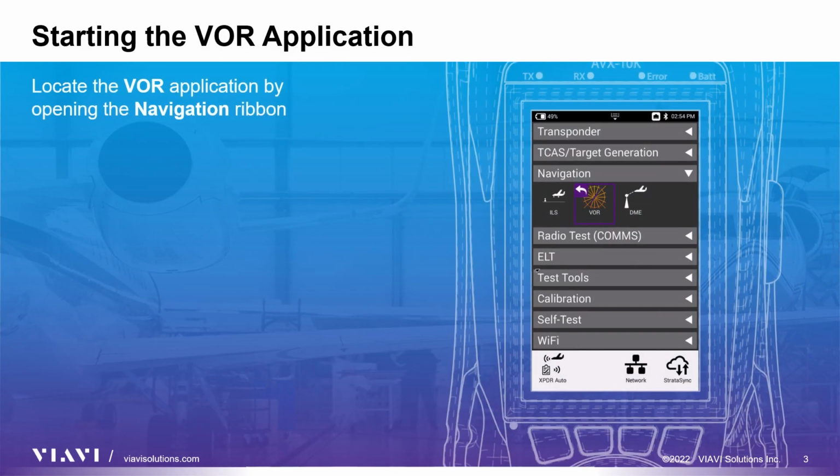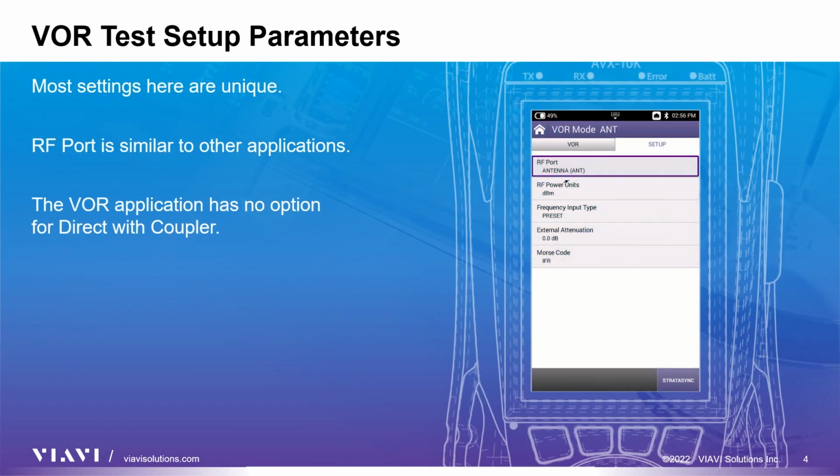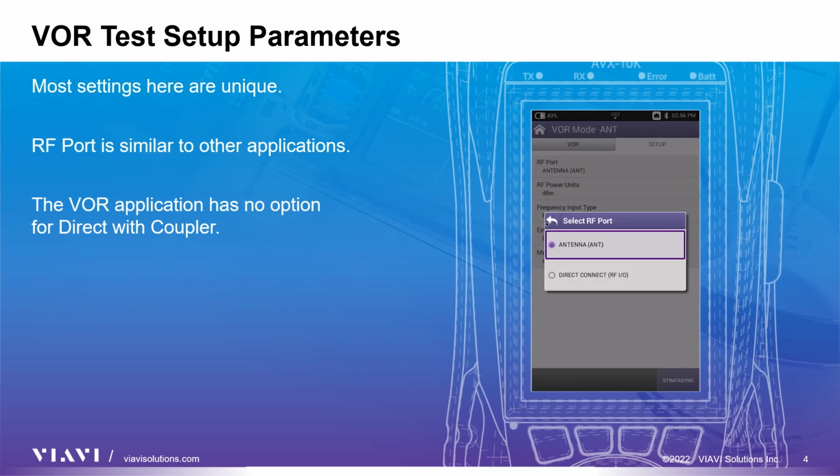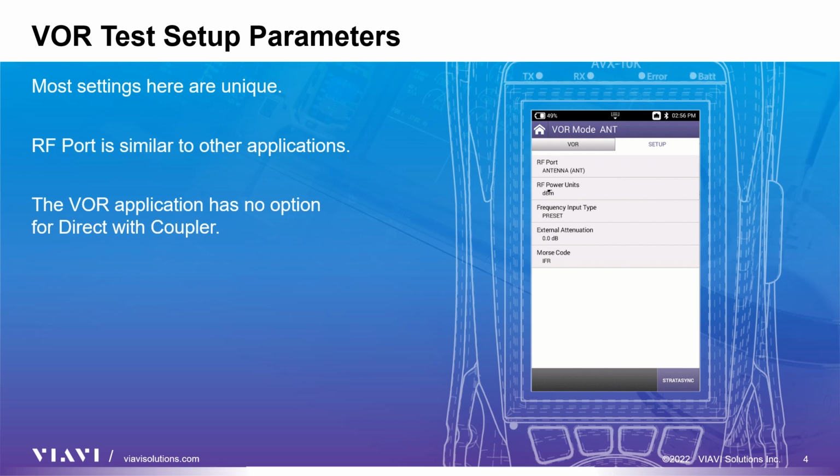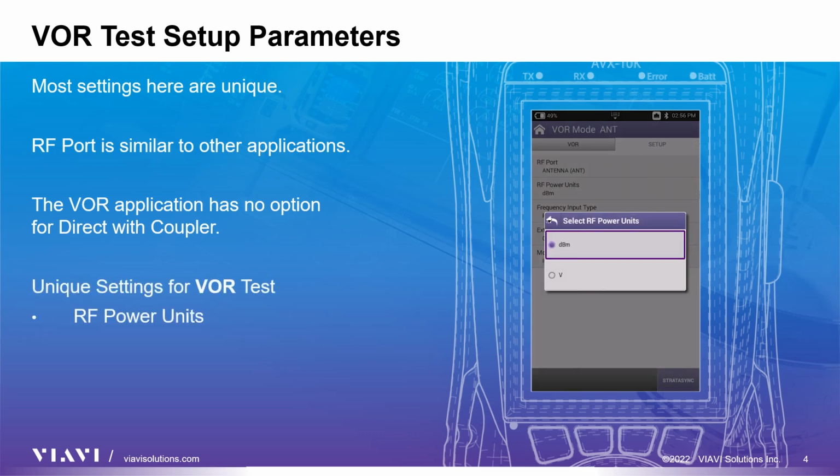After turning on your test set, open the navigation ribbon and select the VOR application. Before we look at the main page, let's review the setup parameters. The RF port selection differs slightly from other instruments as it only has options for antenna and direct. There is no coupler testing option for the VOR instrument. RF power units can be set to dBm, or V for volts.